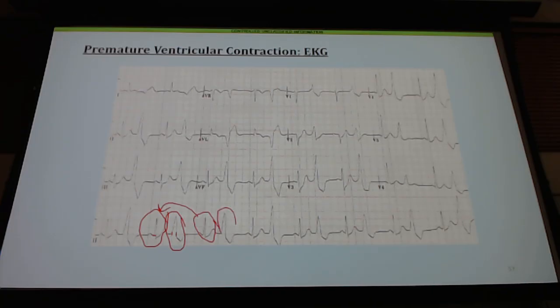But then you get a premature ventricular contraction. There are no P waves before it. And so this looks like this one, and then this one looks different than this one. That tells you it's just a different foci that's triggering that premature ventricular contraction.